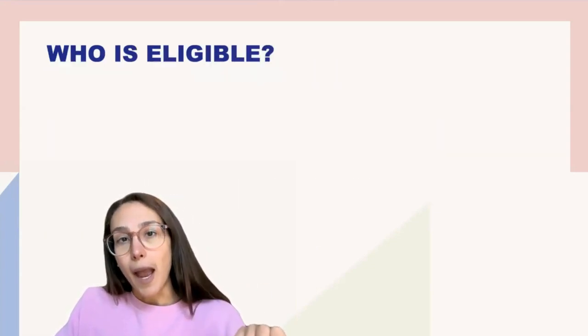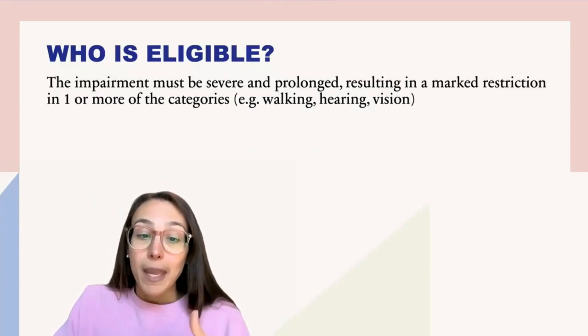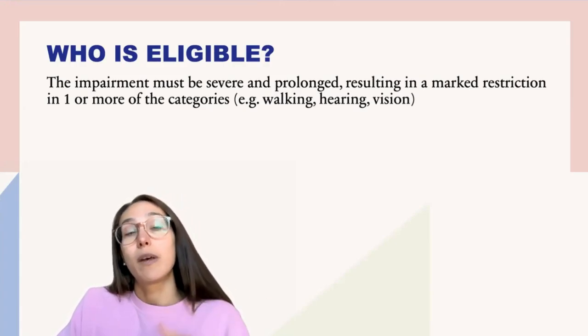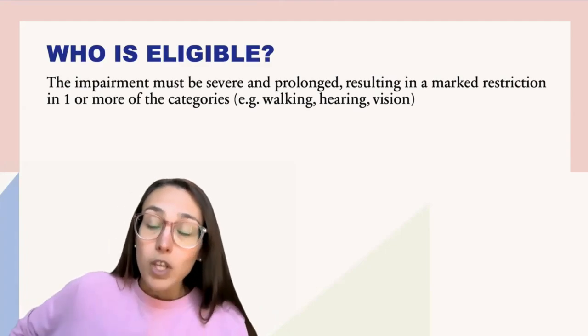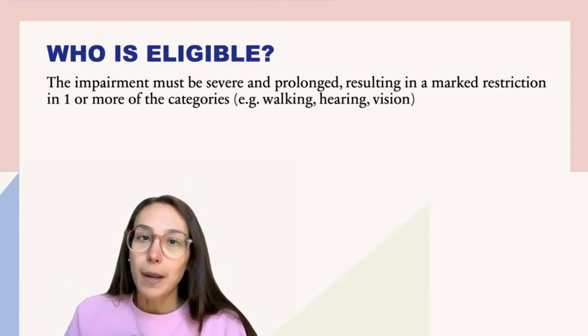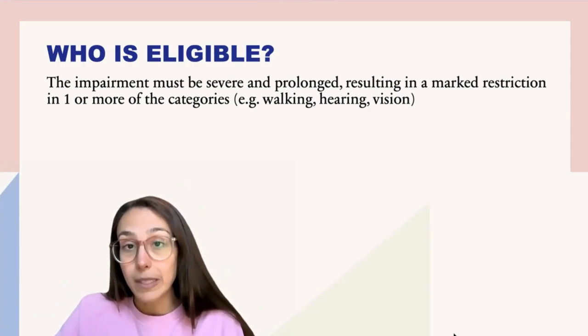So, who is actually eligible for the DTC? Again, the CRA is going to make that determination. We just use our best judgment and objective evidence to complete that form. So again, that impairment must be severe and prolonged, resulting in a marked restriction in one or more of the categories that we previously listed.